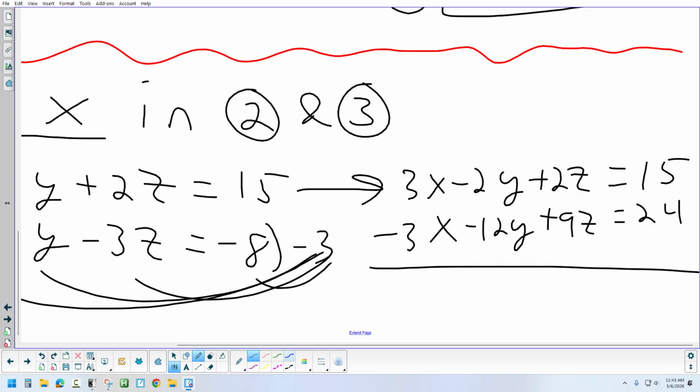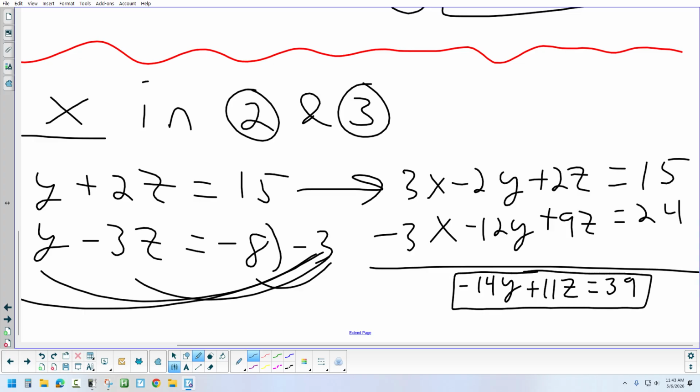Negative 14y. Okay, so negative 14y. Is that 27? 2z. Oh, 2z. Oh, 11z. So 11z, yep, 39 equals 39. Okay, not much I can do with that one. There's nothing I can divide through by, so we're just going to leave it, and we're going to call that equation 5.